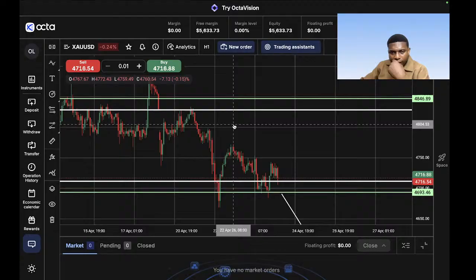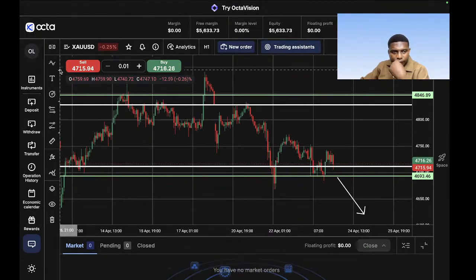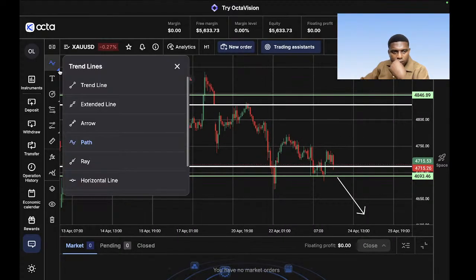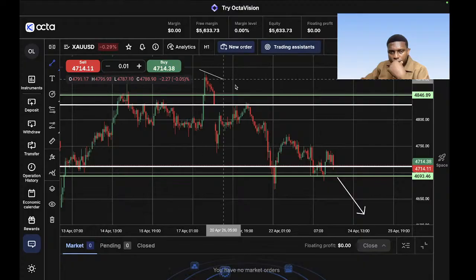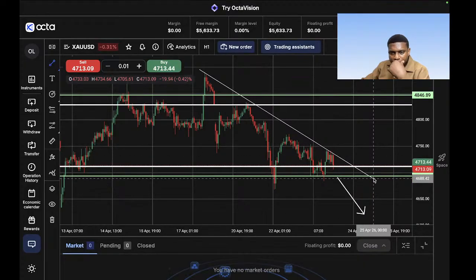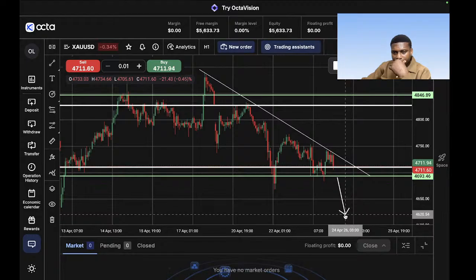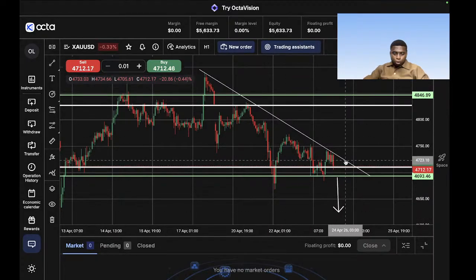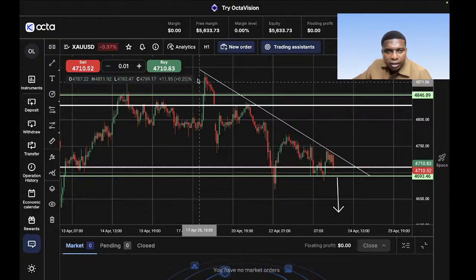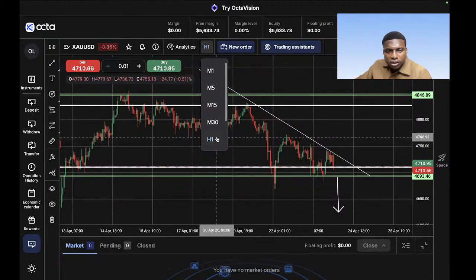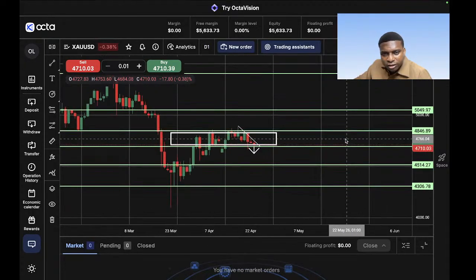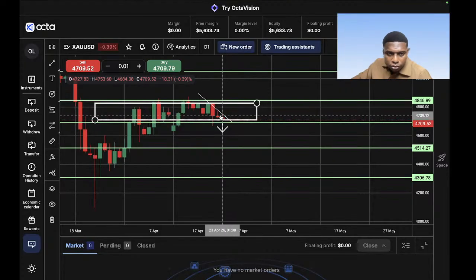It is very clear from the 1 hour time frame that we should short this market. Very clear. Because when you go to the daily time frame, you can see clearly what it is telling us.